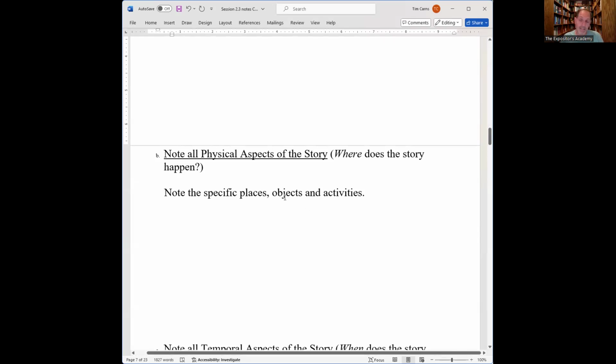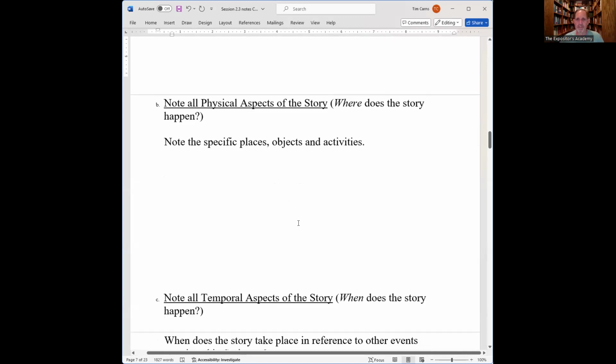In the story of the woman at the well, you would take note of the well being in the story. Maybe the woman's bucket for water might be something you point out, as well as the location in Samaria near Sychar, which is modern day Shechem, at Jacob's well. So notice where the story happens, and what important objects are in the story.